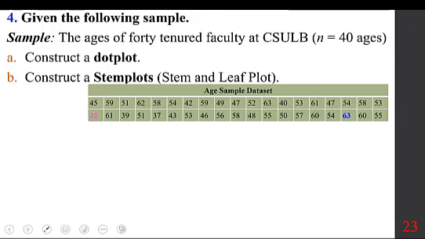Given the following sample, the ages of 40 tenured faculty at CSULB, n equals 40 ages. A, construct a dot plot. B, construct a stem plot.